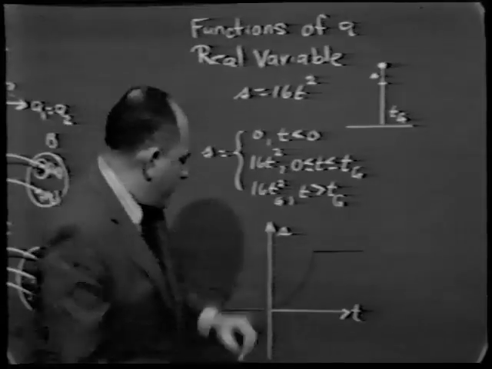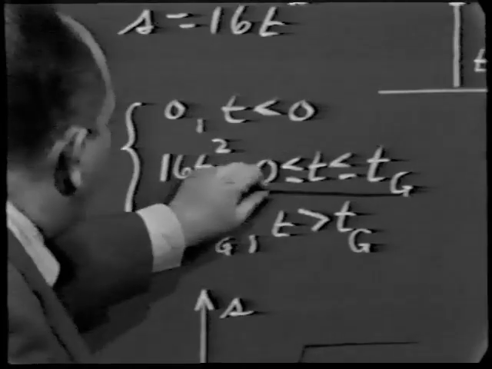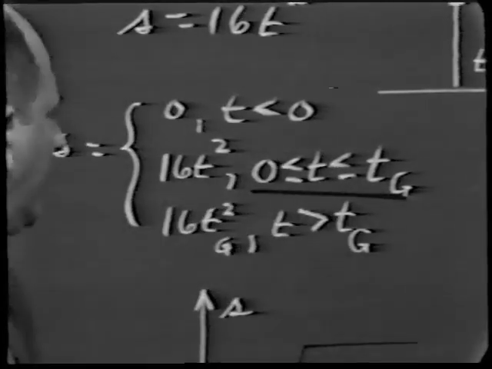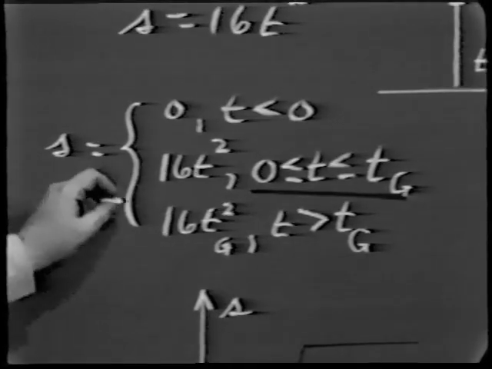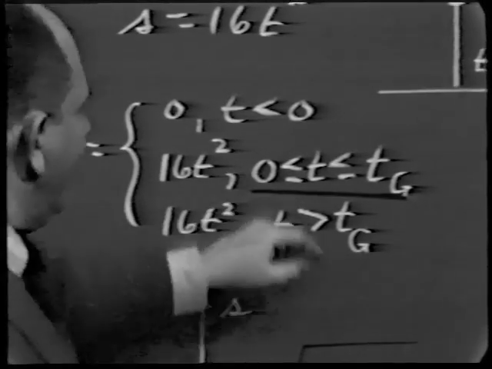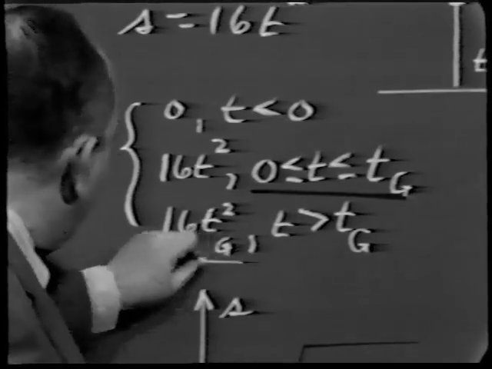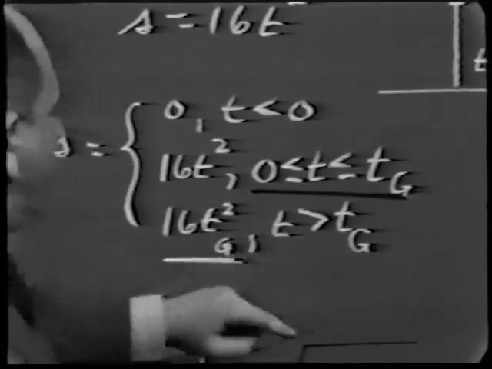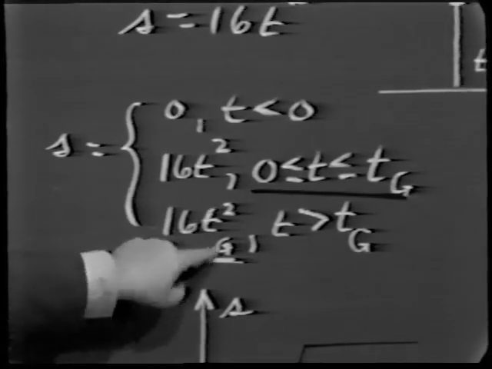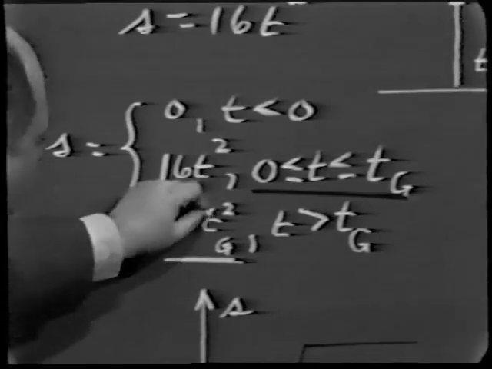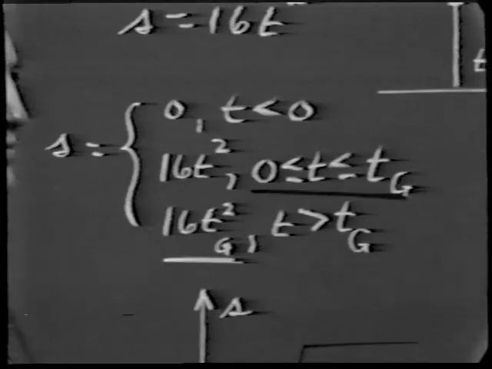You see, this recipe that we called s equals 16t squared is not in effect forever. It's in effect only when t is between 0 and t sub g. And by the way, hopefully, once the object hits the ground, it won't fall any further. In other words, for any time after t sub g, the distance that it's fallen is 16 t sub g squared, meaning this is the distance that it's fallen when it hits the ground, and it stays there.